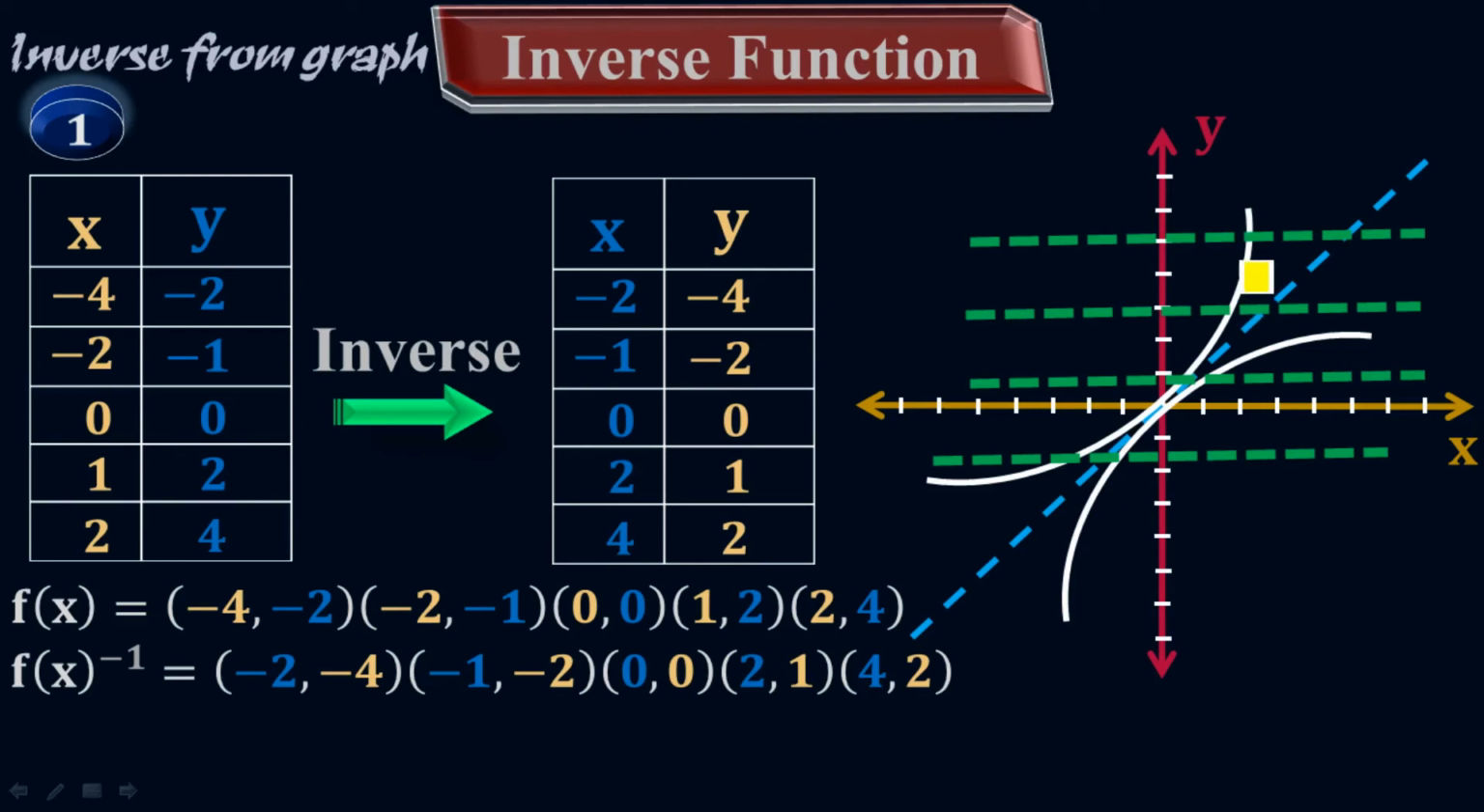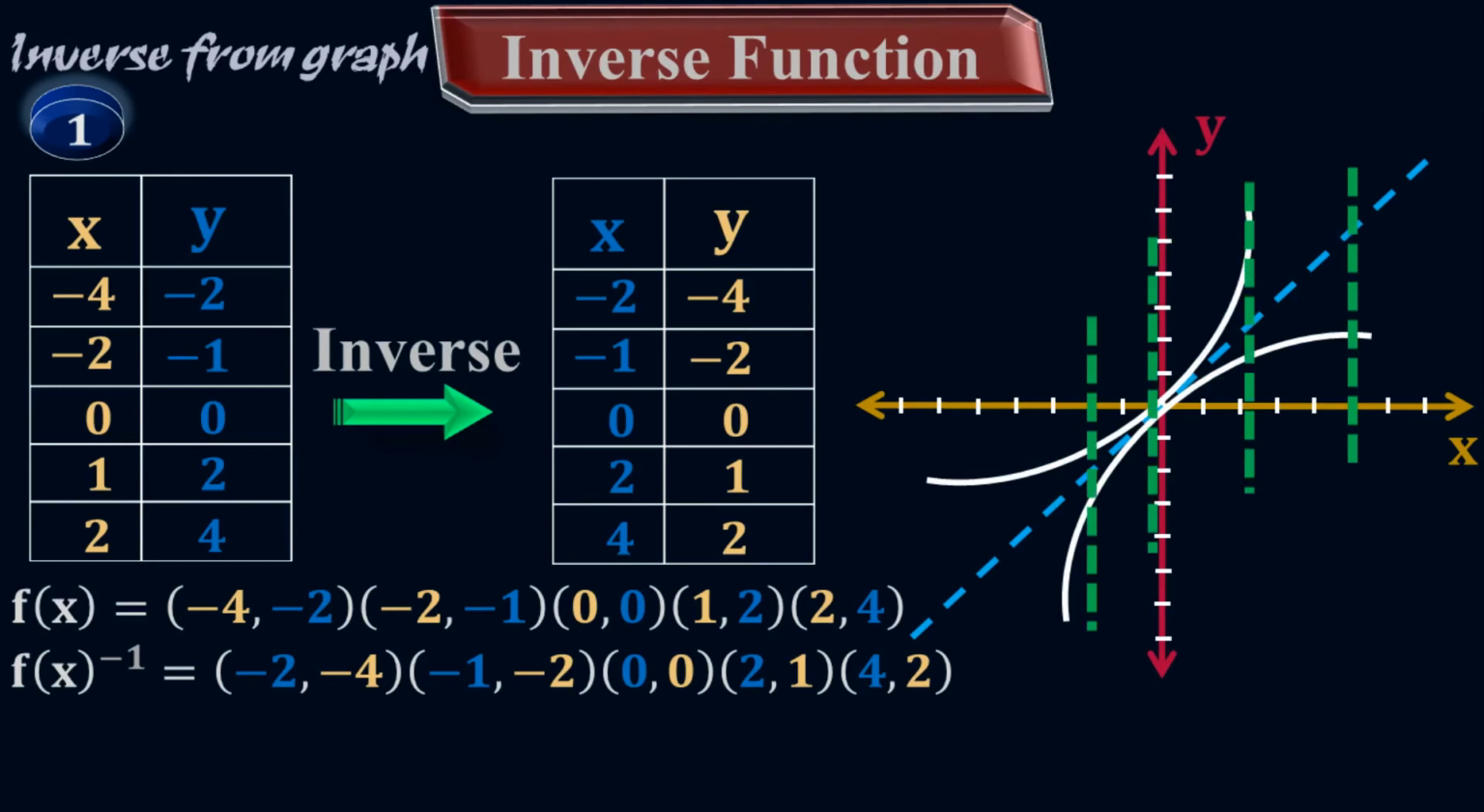The original function, or the given graph of a function, must pass the horizontal line test. So if it passes the horizontal line test, we can say that it is a one-to-one function. One-to-one function. It has only one output, not two outputs. Since it passes the horizontal line test, therefore for the inverse, these horizontal lines become vertical lines.